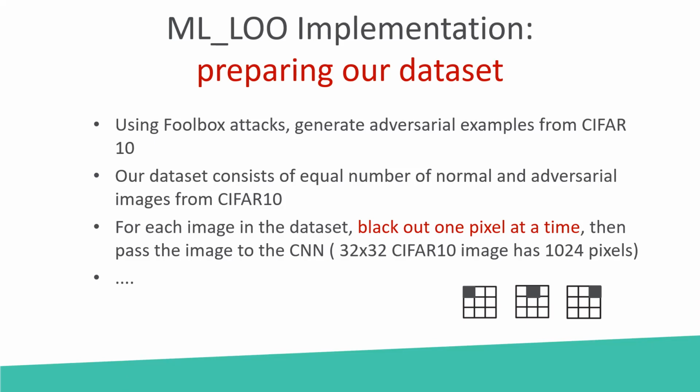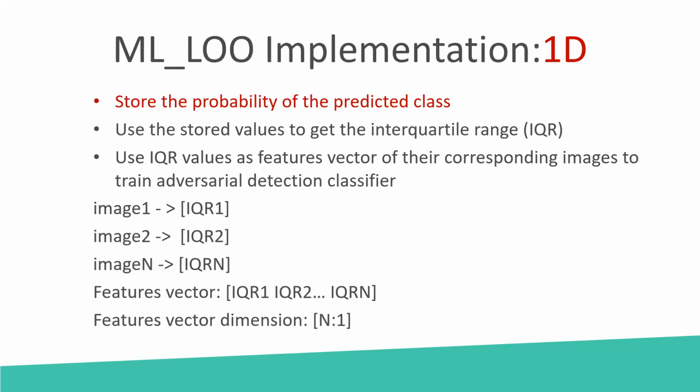Now, from here, we branch out to 3 different sub-approaches. So the following steps will be a bit different. The first sub-approach, we call it the 1D. So what we do here is once we have passed the image to the CNN model, we store the probability of the predicted class, and we keep doing so until we finish going through all the pixels.